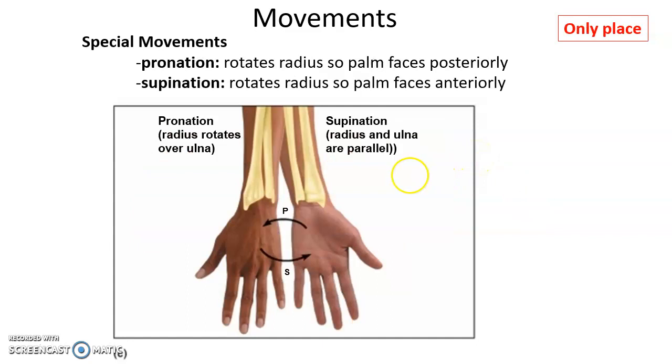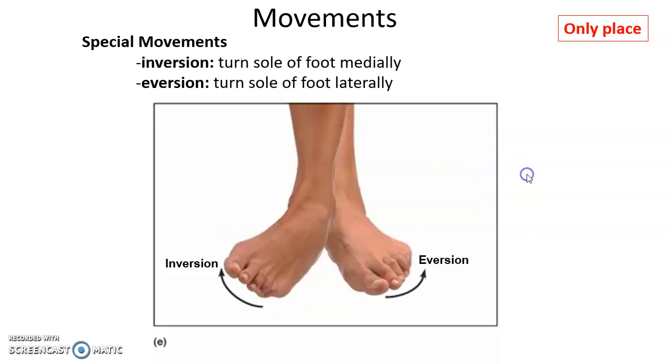Supination and pronation. Supination and pronation are movements occurring at the joint between the head of the radius and the radial notch of the ulna. When you pronate, you turn and rotate so that the radius causes the palms to face posteriorly. When you supinate, it rotates the radius in such a way that the palms are facing anteriorly. So with supination, you can hold a bowl of soup. With pronation, you can pour it out.